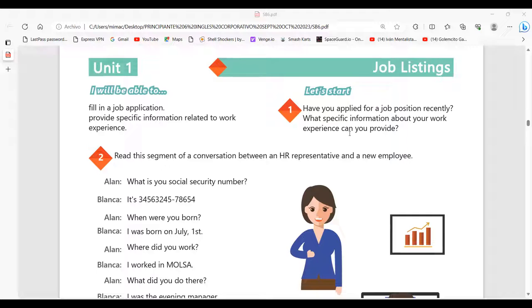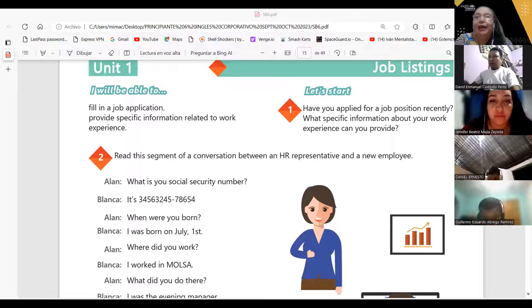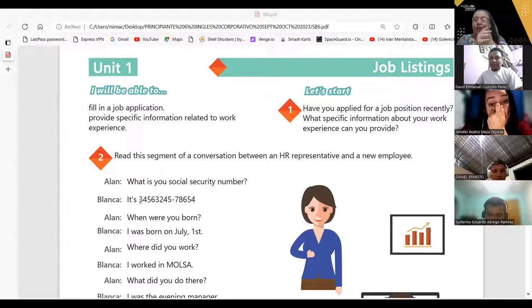I lost the connectivity. Oh my God. Yes, teacher. Hi, thank you. I was really concerned and I was, oh my God, I lost the connectivity. My internet is not working.